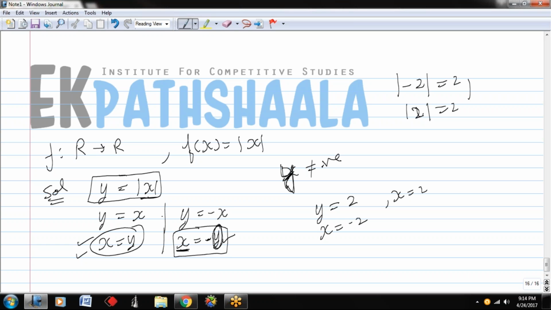If I put the value of y as 2 over here and y as 2 over here, from here I'm getting x as 2, and from here I'm getting x as -2. So both are real. Similarly, on changing the values, although they might change with the sign, yet they will be real. Hence, they will always be an onto function.